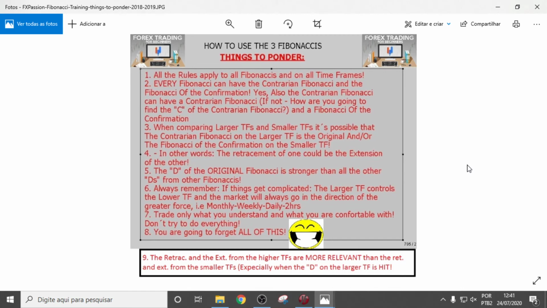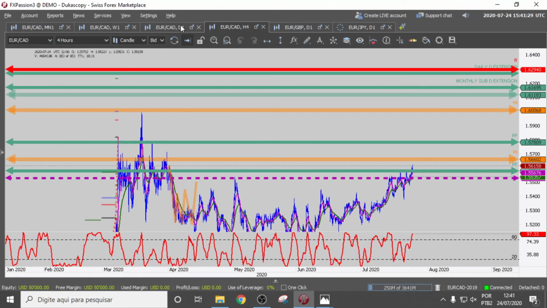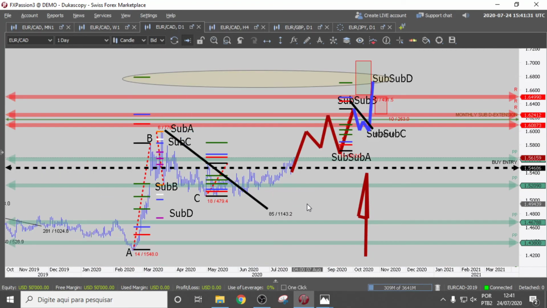You know, like the monthly, weekly, daily, 2 hour. Number 7 is the most important. Trade only what you understand and what you are comfortable with. Don't try to do everything. It's too much information, right? The original one, the contrary one, and sub ABCD, sub ABCD.